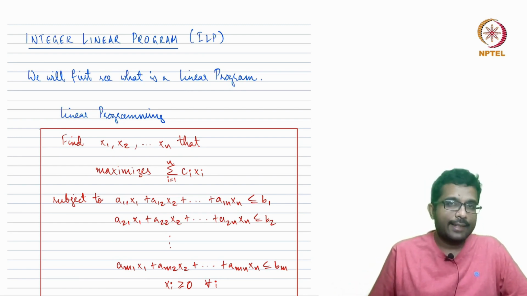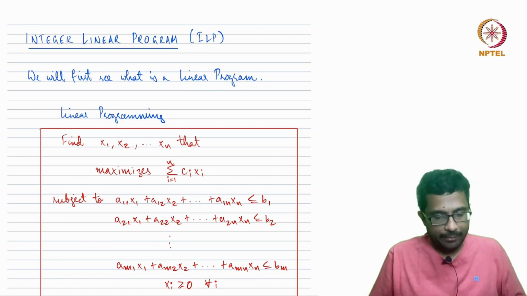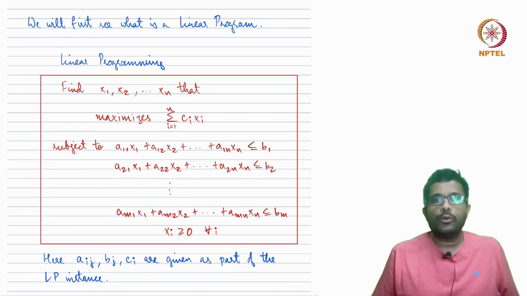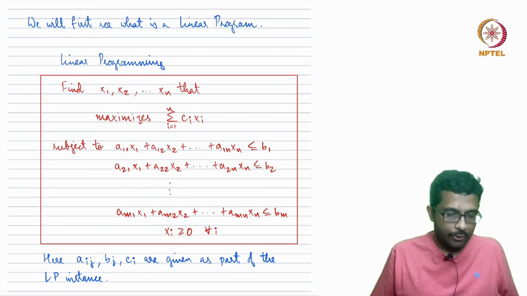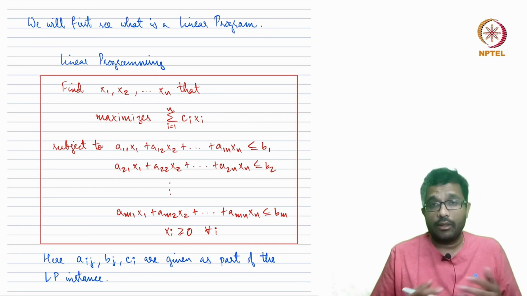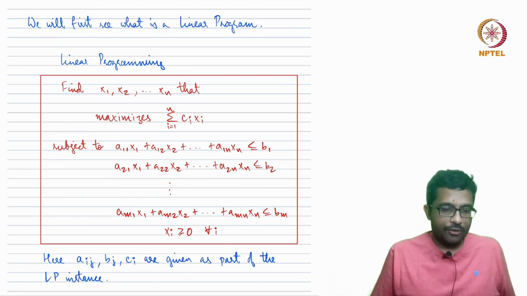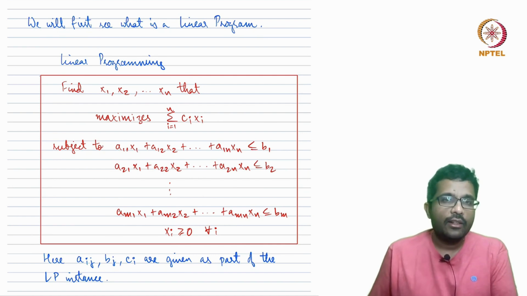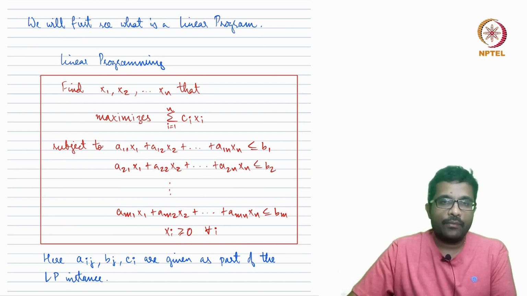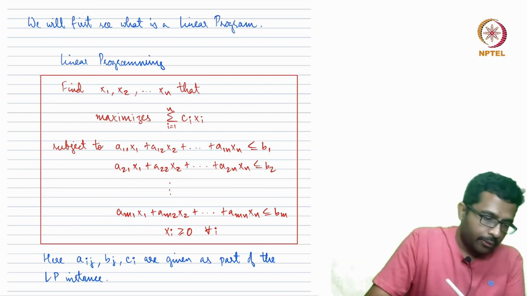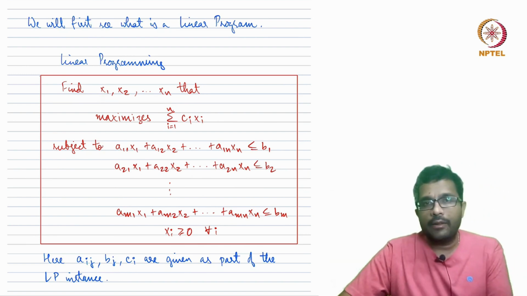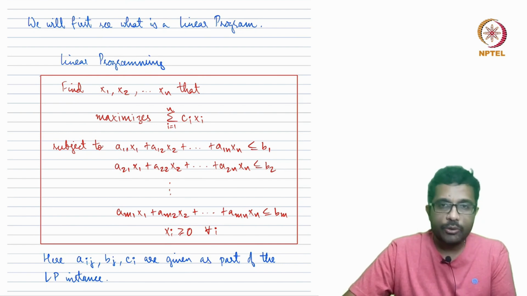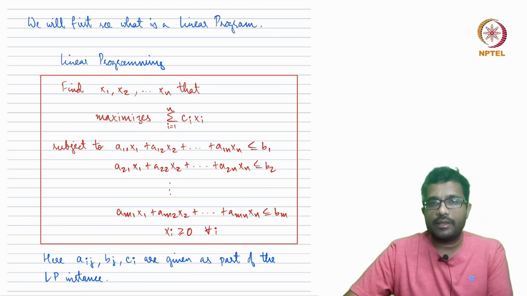Before seeing integer linear program, let's see what is linear program. Sometimes it's called linear programming. It's a very well-known technique to solve questions and has a lot of applications. So linear programming is the problem: given some constraints, you want to maximize an objective function, and you have to choose some variables x1 to xn such that subject to these constraints you maximize some objective function.